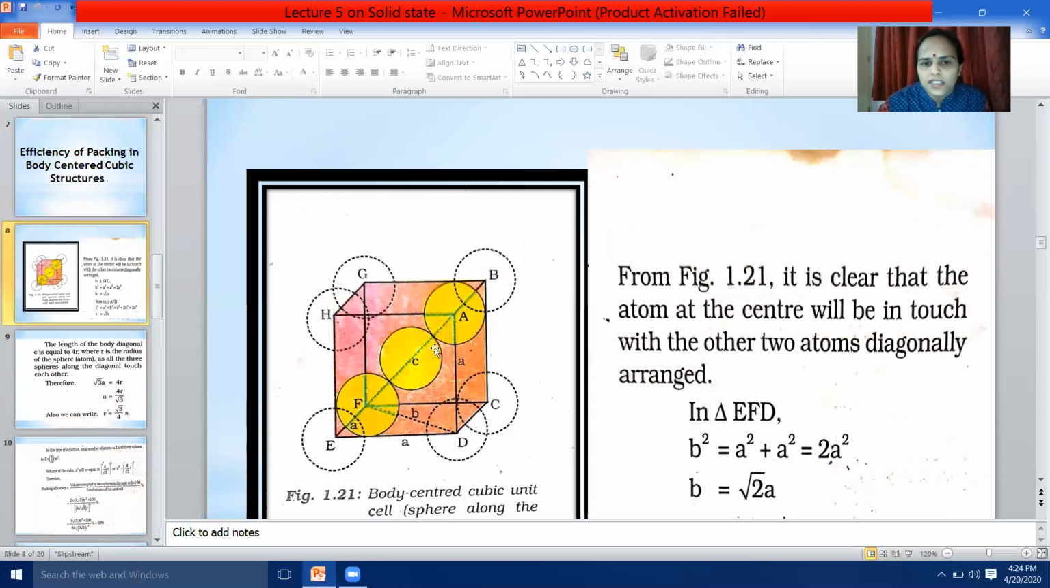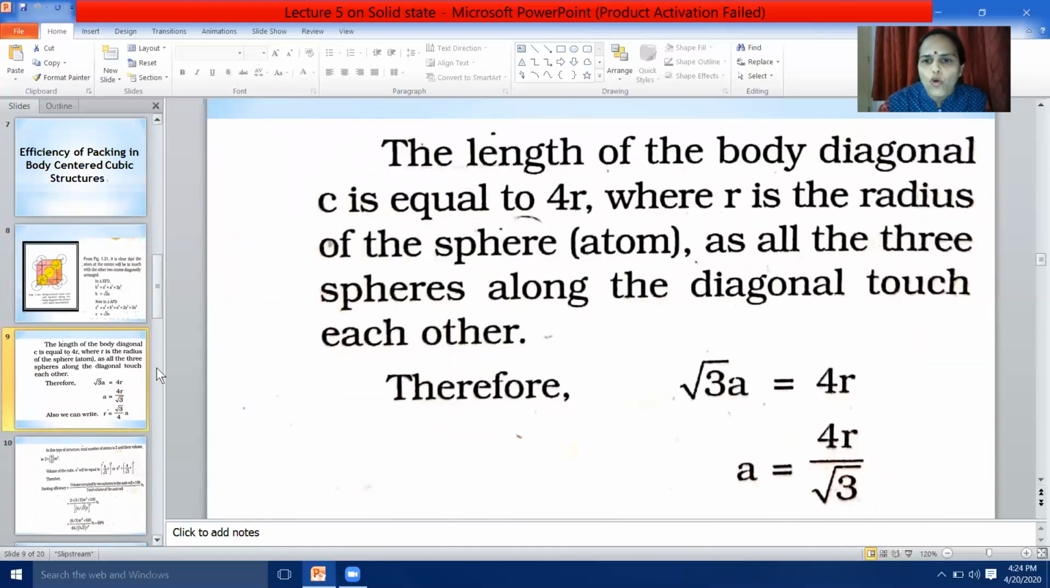Yes, look at this C. This C is equal to R plus R plus R plus R. That is equal to 4R, right? So just now we calculated the value of C as root 3 A. Root 3 A equals 4R, or A equals 4R divided by root 3.